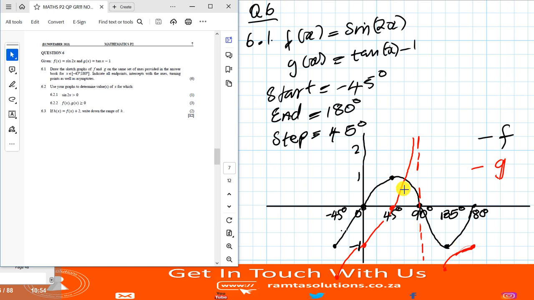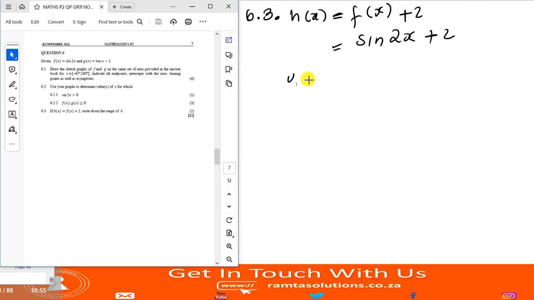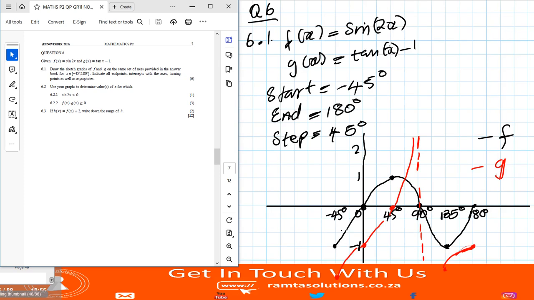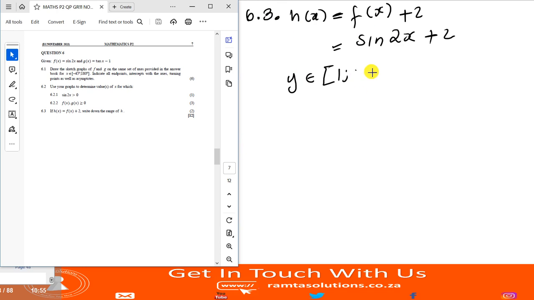When it gets shifted 2 units up, everything will be 2 units up. So what is the minimum value? Minimum value is -1, but when shifted 2 units up, it will be at 1. So we will say y is an element of, because it touches that, it will be at 1. And the maximum was at 1, so it needs to shift 2 units up. So it will be 1 plus 2, which is 3. So this is your range.